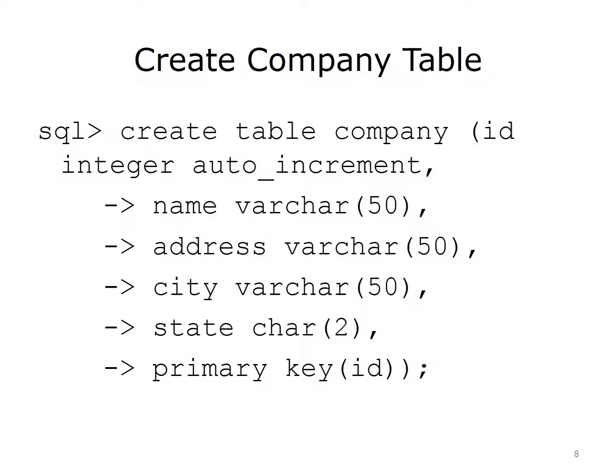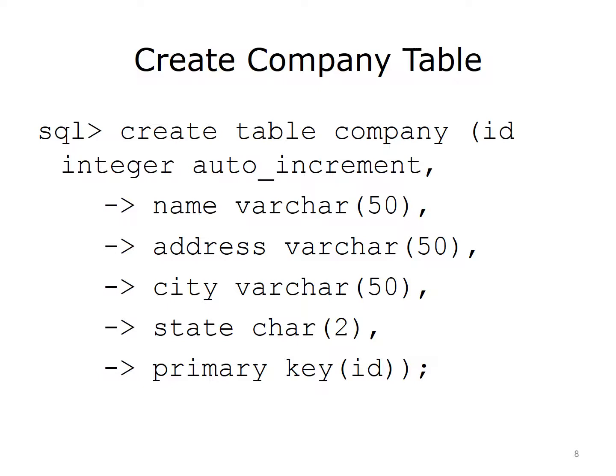This slide shows the steps to create a table for company information. It is important to remember that the company name, address, and city are of variable length, while the state will be stored as a fixed, two-character abbreviation. The row will need to be uniquely identified. ID will be used as an identifier.